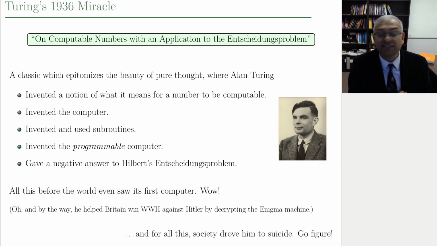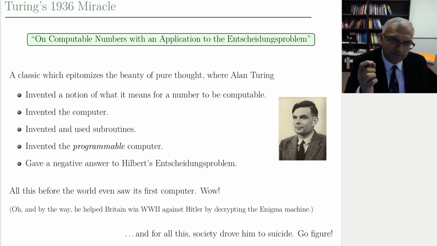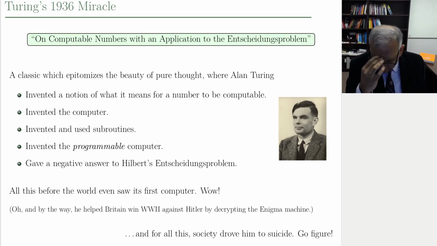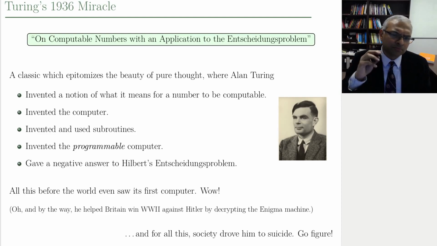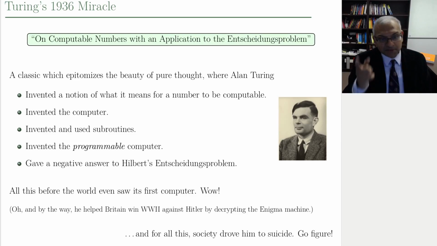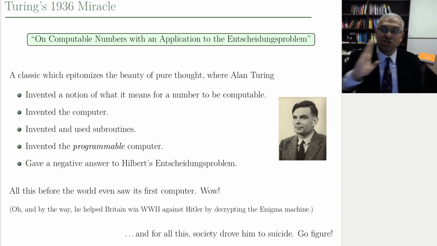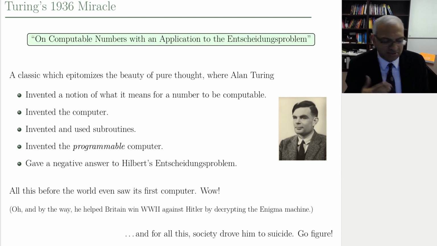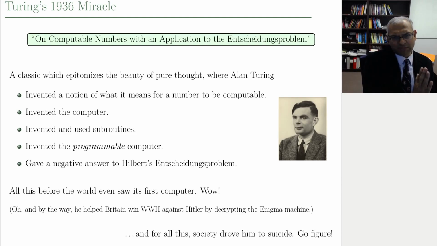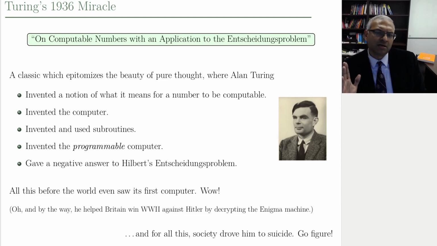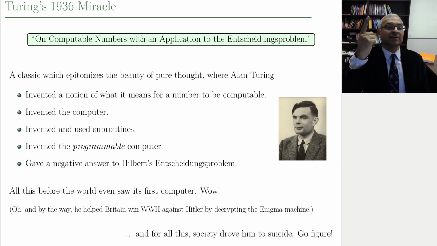So we're going to more or less be following in the footsteps of the great Turing. In 1936, here's what he did. This is an example of just the beauty of pure thought. He invented a notion of what it means for a number to be computable. So there are computable numbers and non-computable numbers. Computing a number is just a computing problem. So there are problems that can be solved, and problems that are not computable, that cannot be solved by a computer. So in this process, he invented the computer.